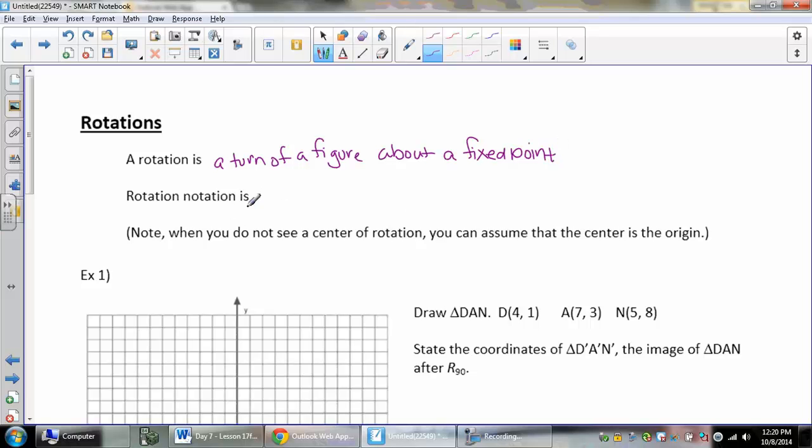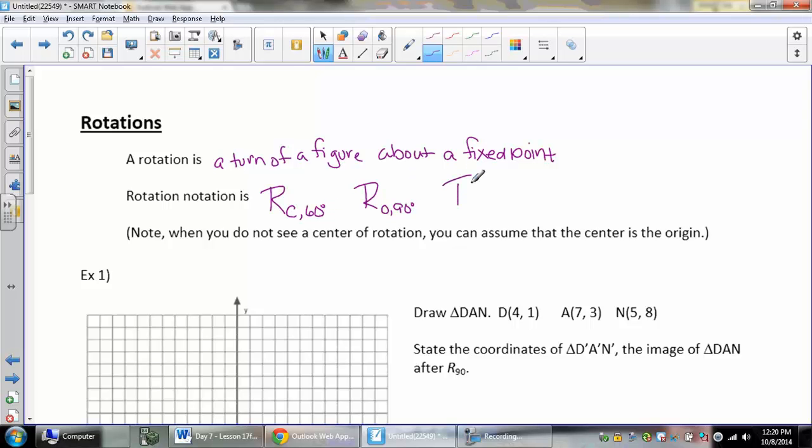Rotation notation, which is hard to say three times fast, is R, and then usually a C for the center of rotation, and then the number of degrees you're rotating, like RC 60 or RO 90. Rotation notation tells you your center of rotation, and then it tells you the angle of rotation. Remember, this angle, if it's positive, means you go counterclockwise. If it's negative, you go clockwise.